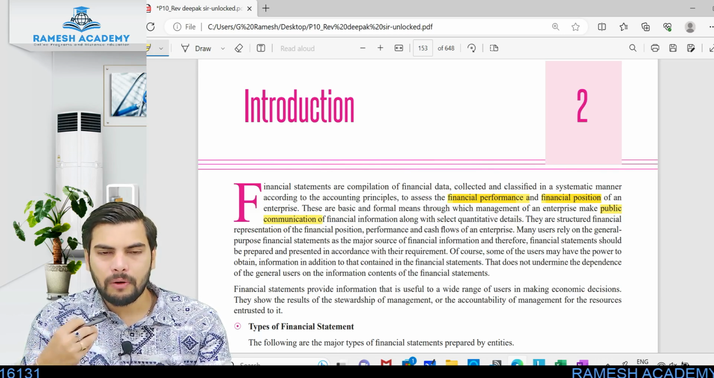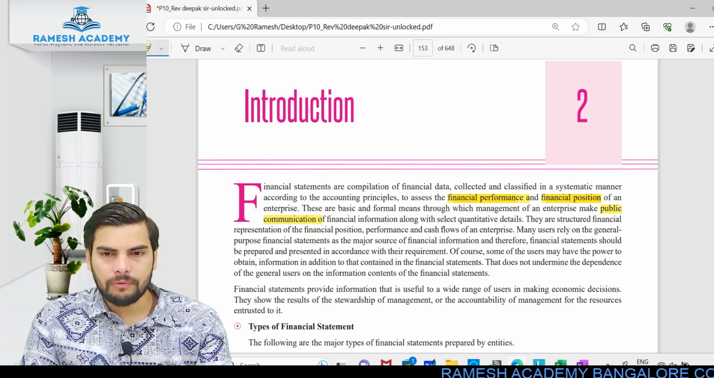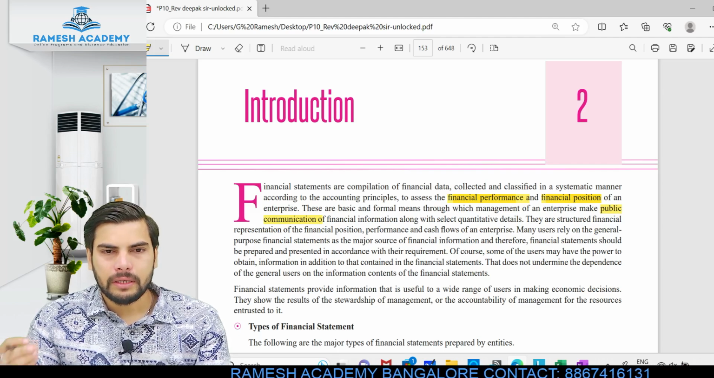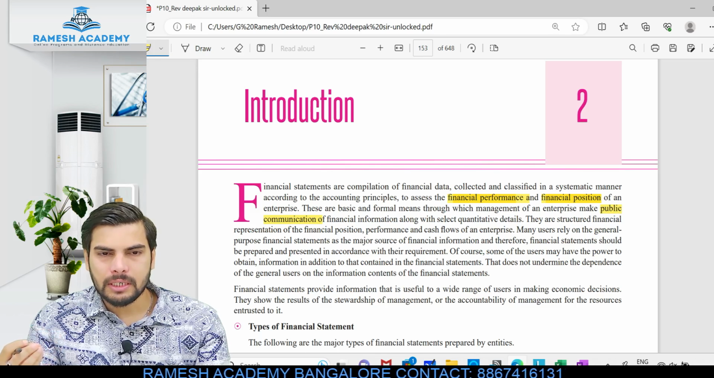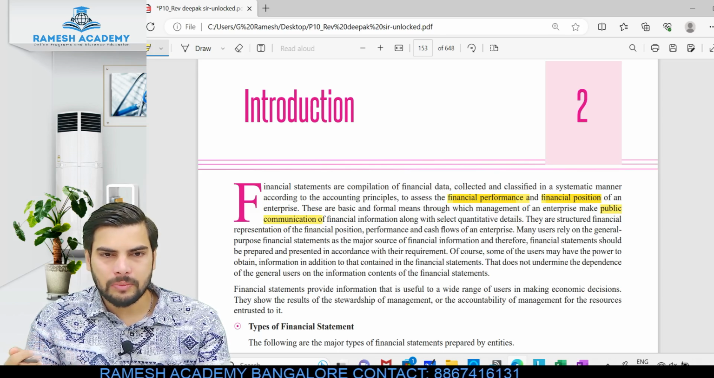So with the help of these financial statements, it will be able to communicate a lot of information to the public in general. Okay, so what information will it be communicating or conveying? Yes. So shareholders, although you know that these are the owners of the business entity, will they be participating in the management of affairs of the company? No, right? They don't participate.